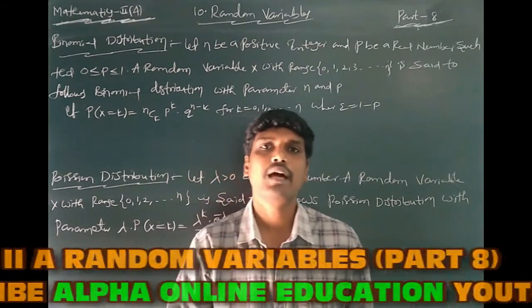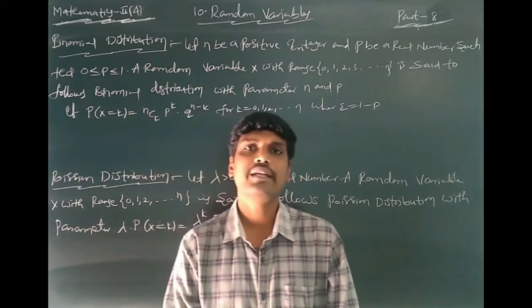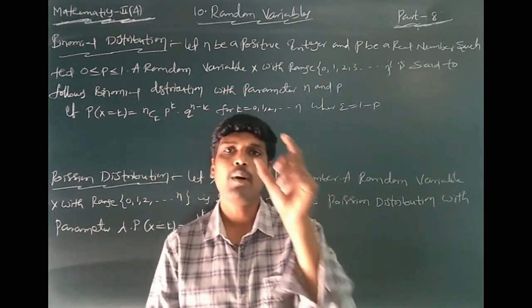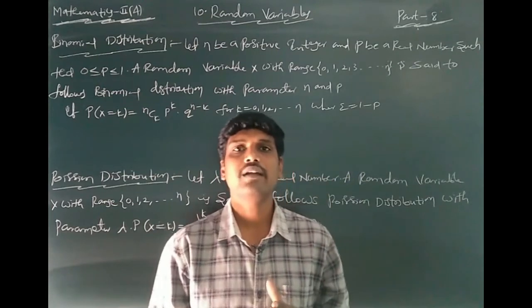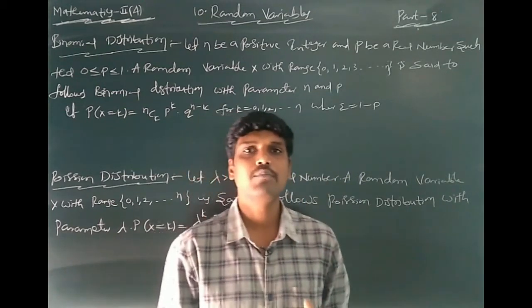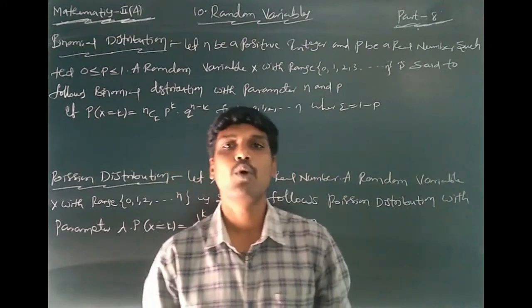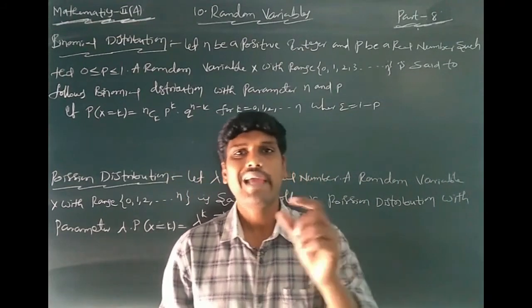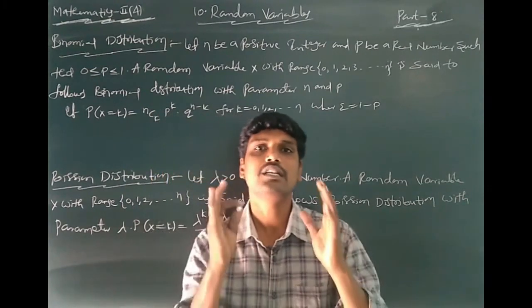This chapter belongs to Mathematics 2A, part 3A. The last part is completed: random variable, probability distribution function. You can find the mean, variance is also completed. Where some probability value k is given, that model problem to find k is also completed. Exercise 10A is totally completed. Today we discuss distributions.